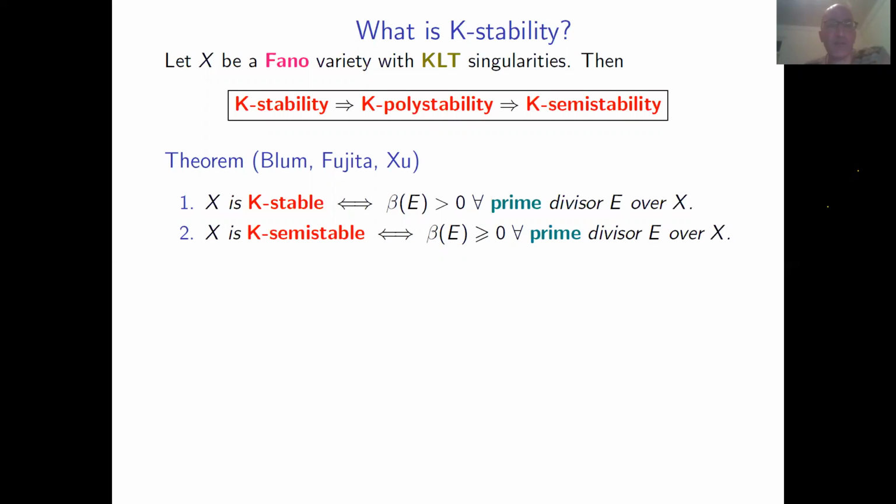Okay, so there's a theorem by Blum, Fujita, and Xu, Chenyang Xu, Kento Fujita, and Blum. You can think of the theorem, in this talk, as a definition: a Fano variety X is K-stable if this beta of every prime divisor over X is positive. It's sometimes called the evaluative criterion for K-stability, but for this talk you can think of this as a definition.